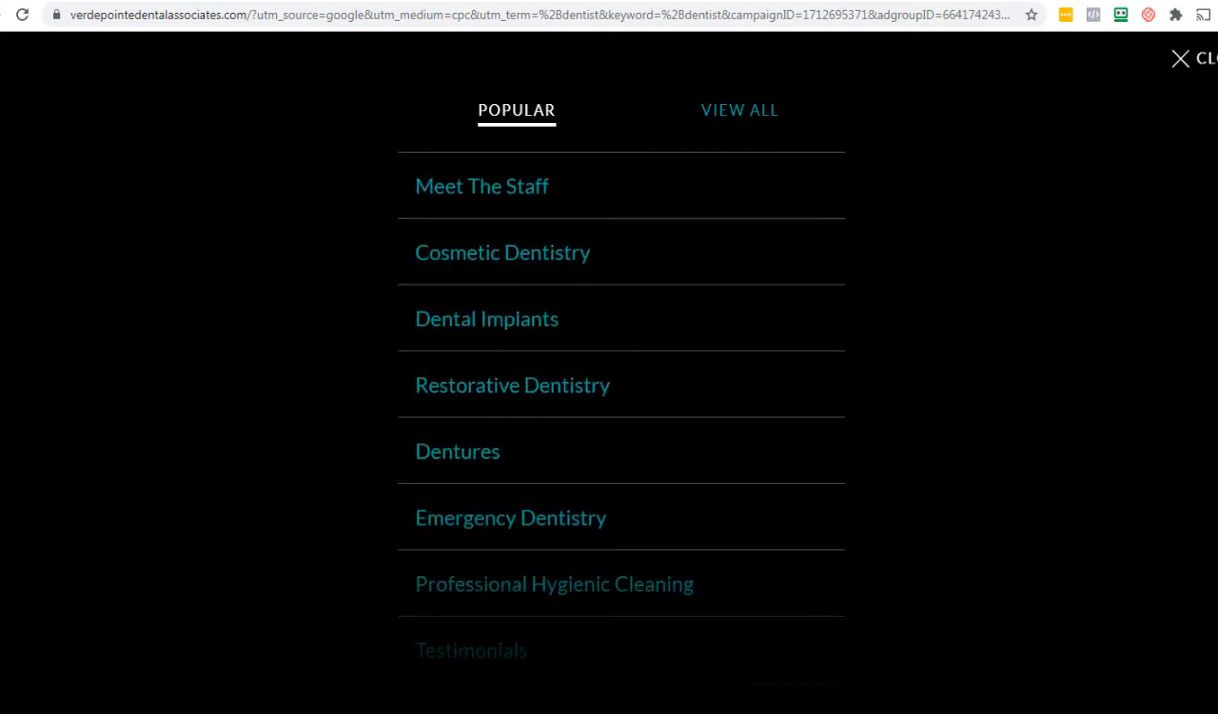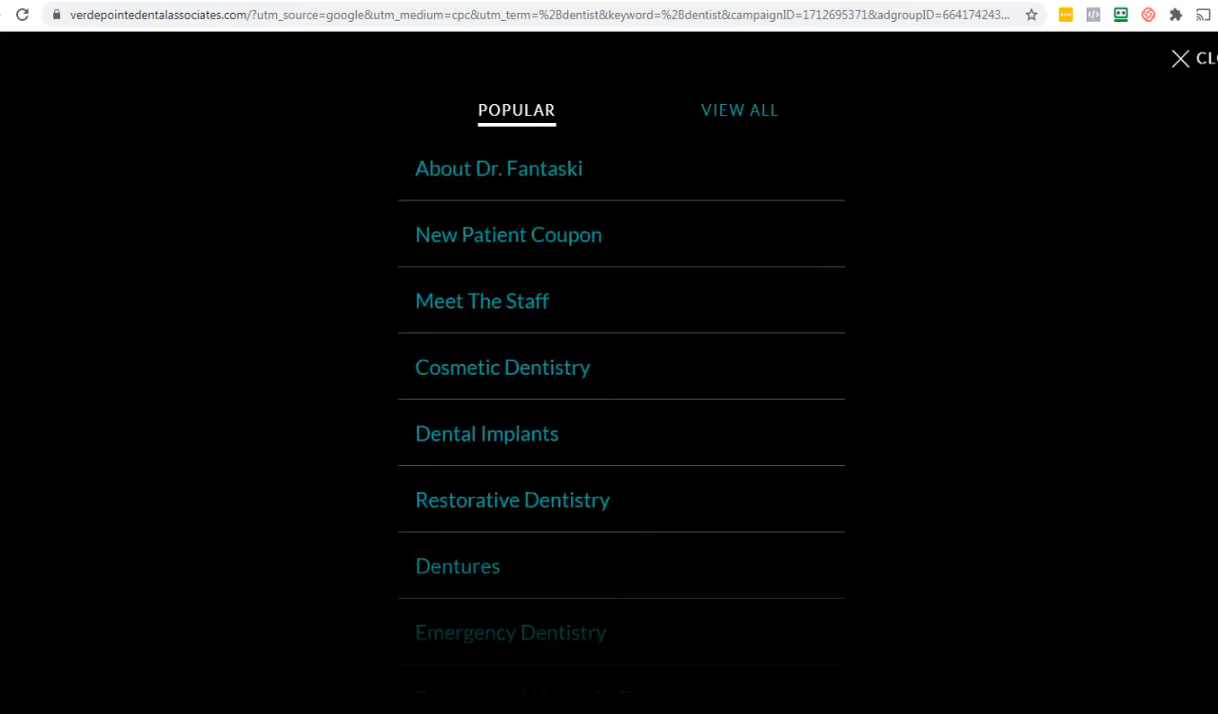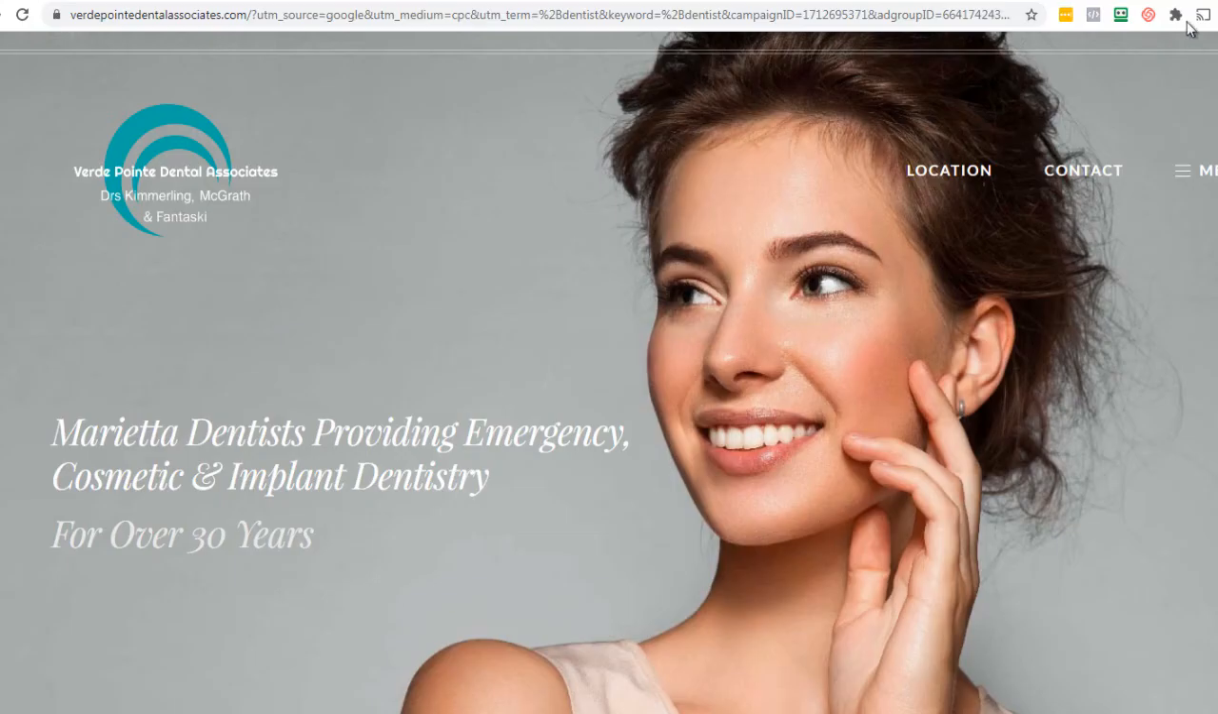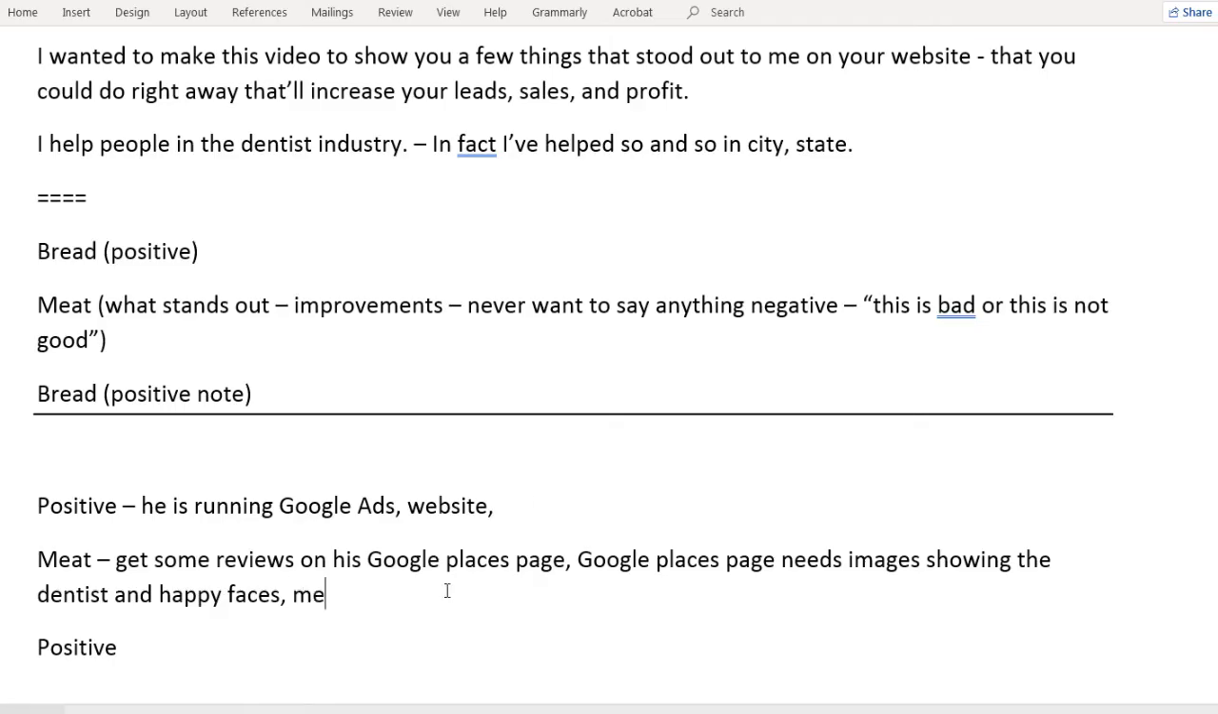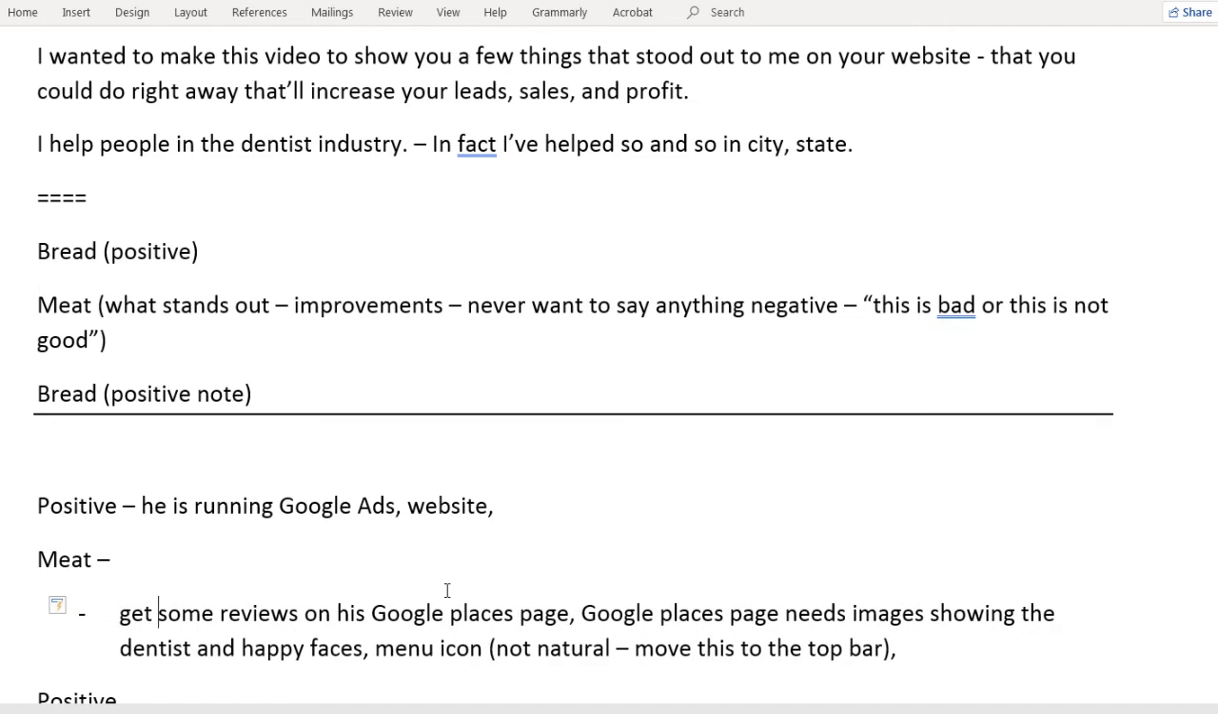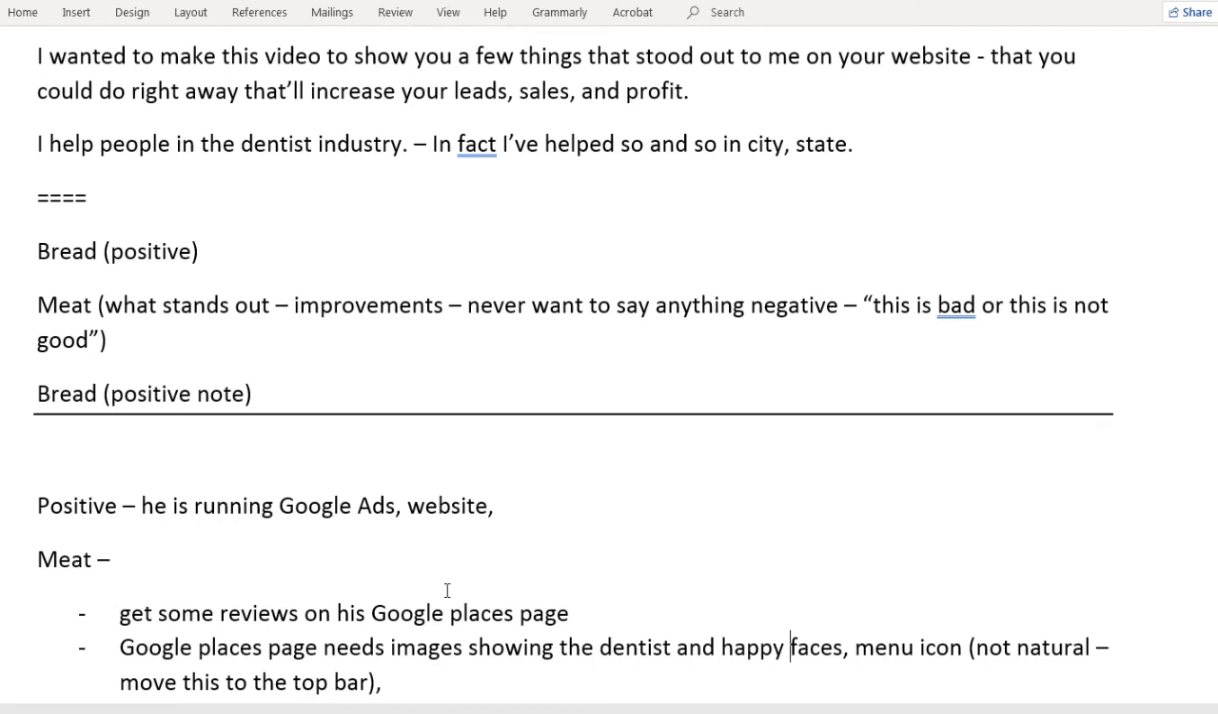So what I recommend is, and they have a lot of links too, I would recommend that they move these links over here. All right, so let's jot that down. Menu icon, it's not natural. Move this to the top bar. So basically make a navigation bar. Now, of course, as we're doing this, we can create bullets so that it's just easier for us to see.